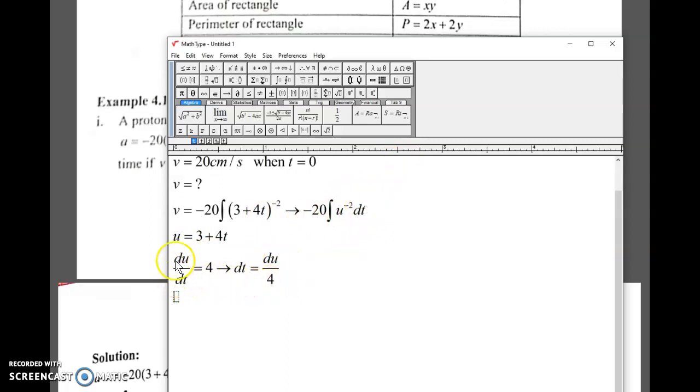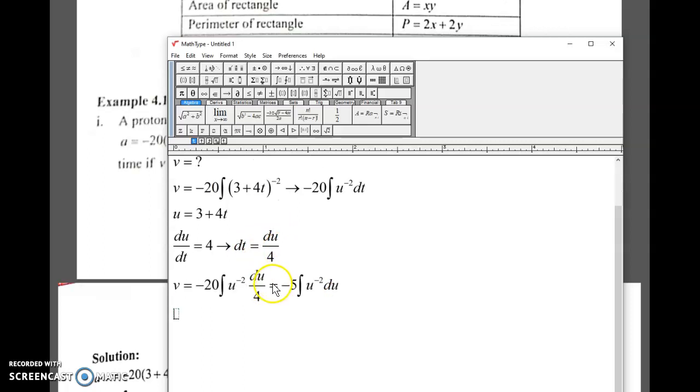So dt equals du over 4. At this point everything should be in u terms. Substitute dt as du over 4, and notice that everything is in u form. Simplify it, and this is the final u form. After we have obtained this, the next thing to do is to start integrating the function.